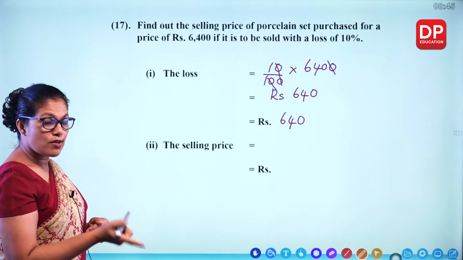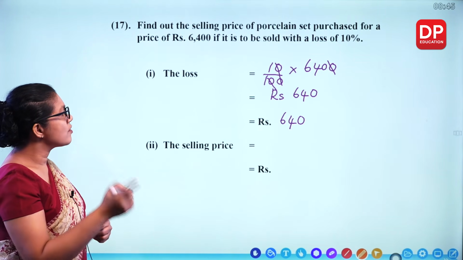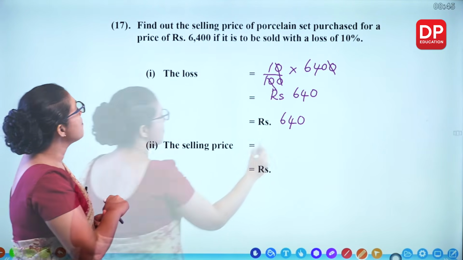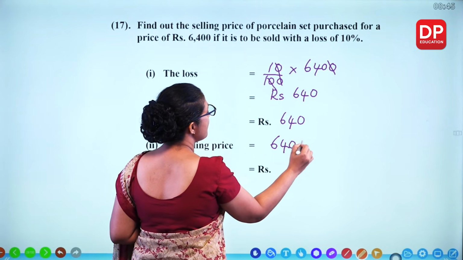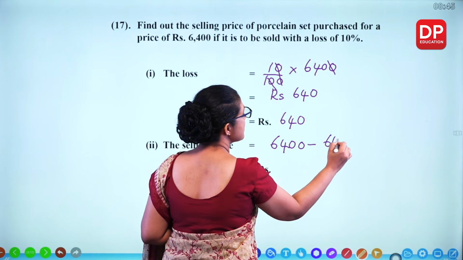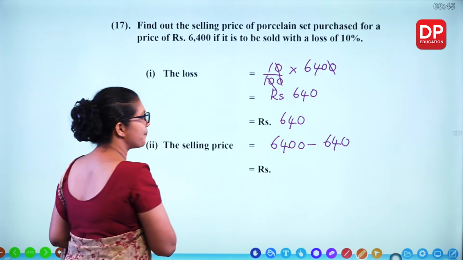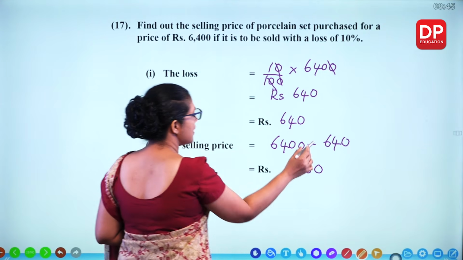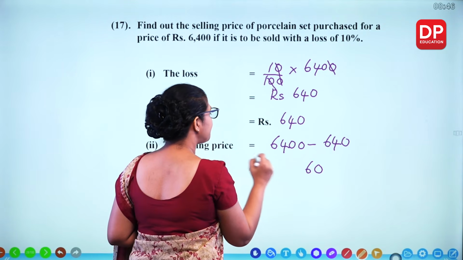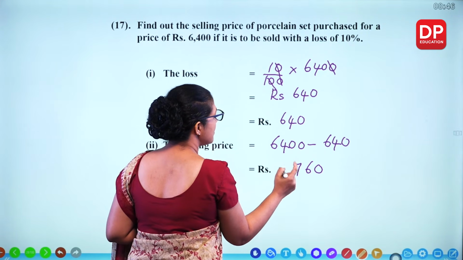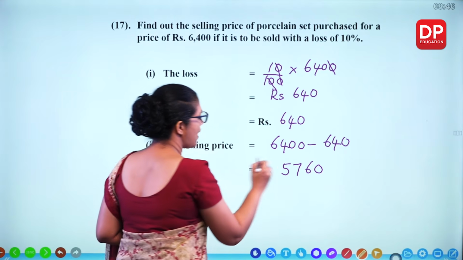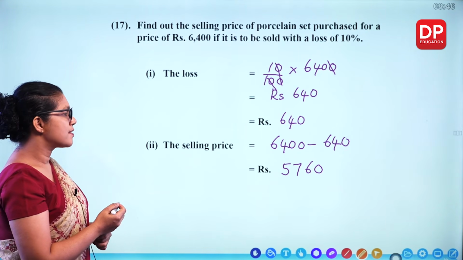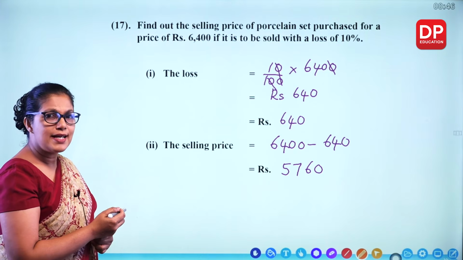Now this is loss. So you don't add loss to that. So you are subtracting. So the buying price is 6,400 and you subtract 640. You get 0, 6 and 7, 7, 14 and 5. So the selling price is less than the buying price, 5,760.